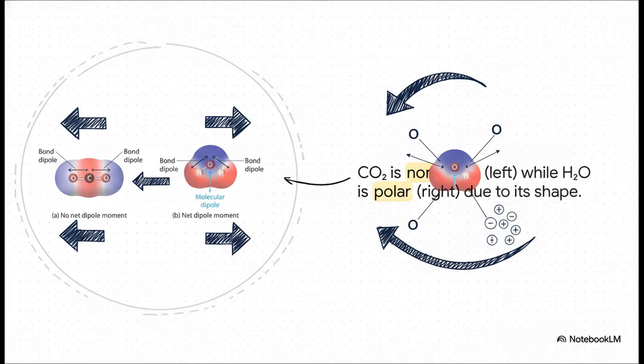But now look at water on the right. That powerful oxygen atom is hogging the electrons from the 2 hydrogens, pulling them closer. This creates a little molecular magnet with a slightly negative end near the oxygen and slightly positive ends near the hydrogens. And this polarity is, well, it's a huge deal.